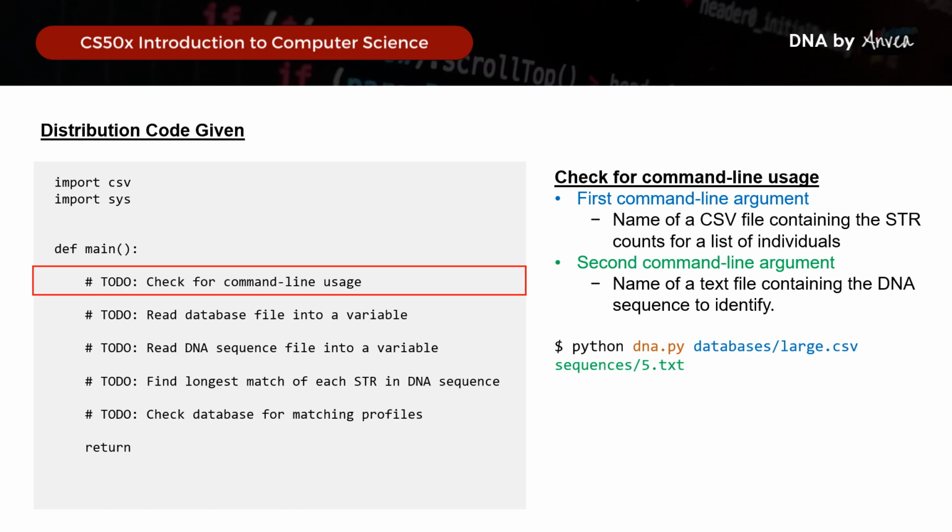The correct input that we should be expecting would be as such, where the first command line argument would be the database. In this case, we will use large CSV, and then after that, it will be one of the sequences text files that we have. In the event of the wrong input, so let's say we forget to key in the database file, this will be the error message that should appear.